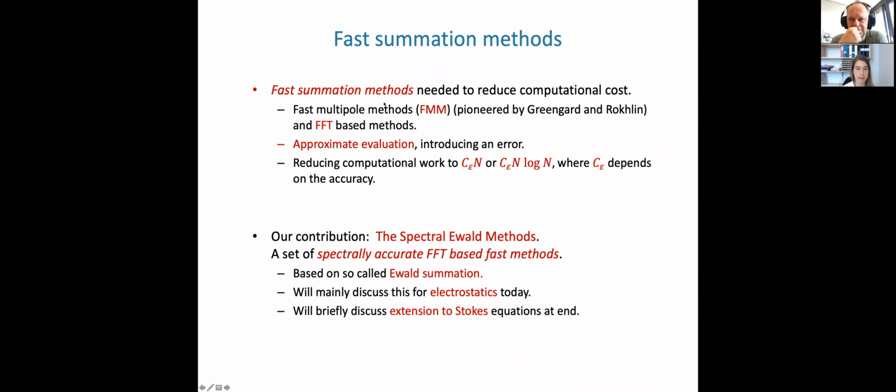And this fast summation method, okay, I'm getting a recording message here.